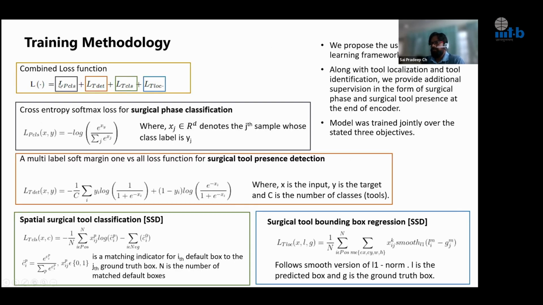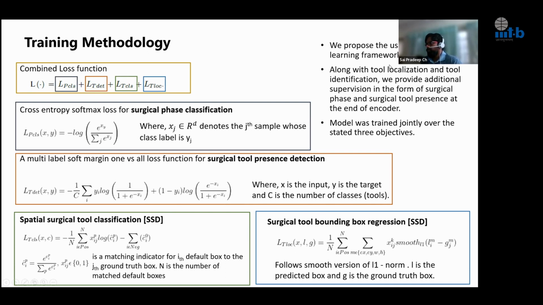So this is a proposed combined loss function. We use a combination loss: cross entropy softmax loss for surgical phase classification, a multi-label soft margin one versus all loss function for surgical tool presence detection, spatial surgical tool classification, which was first proposed in the single shot detector paper, and surgical tool bounding box regression loss function. This is also part of the single shot detector paper.